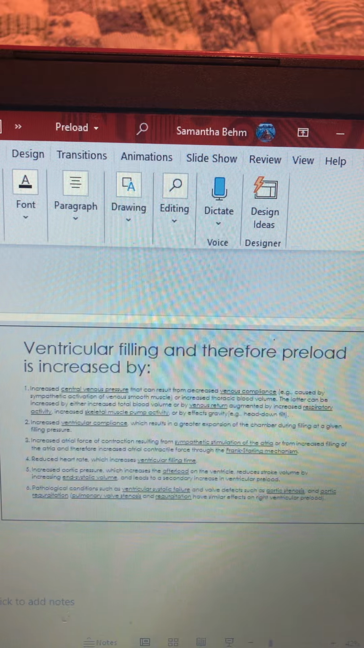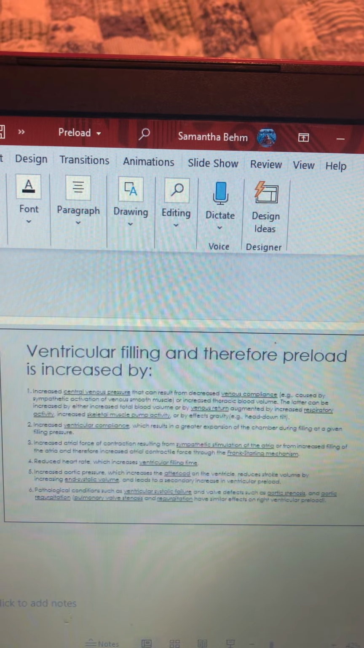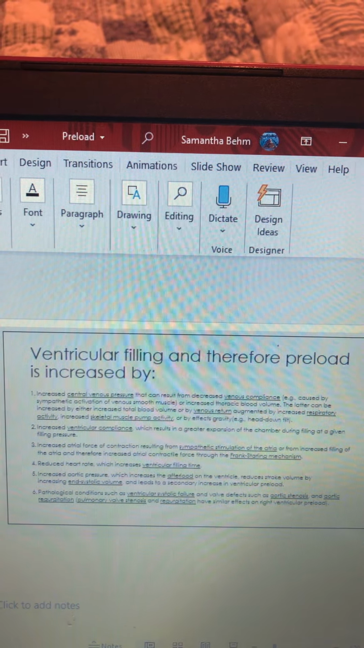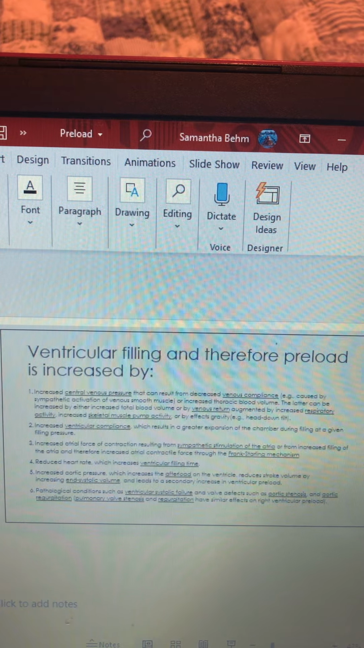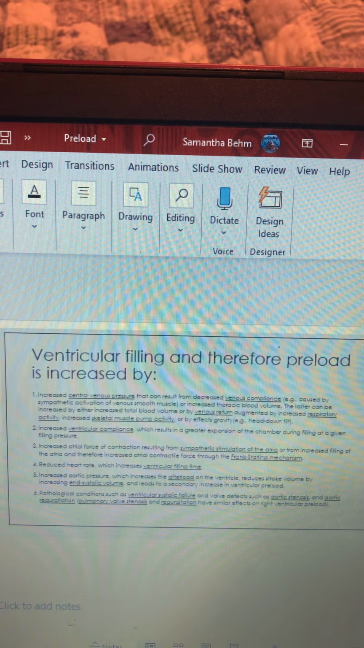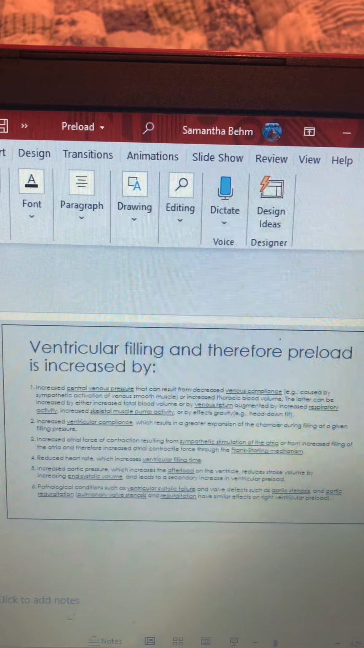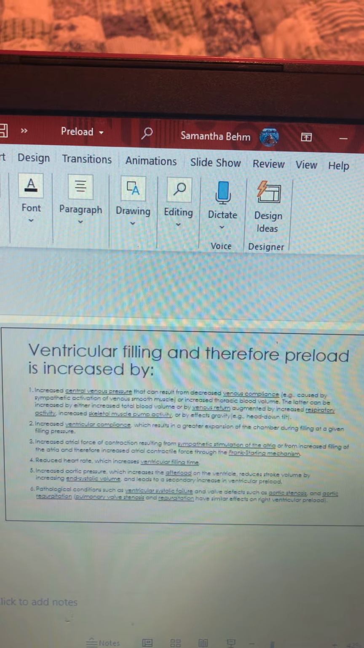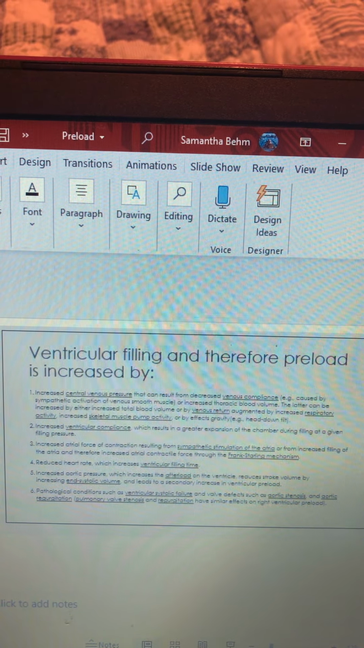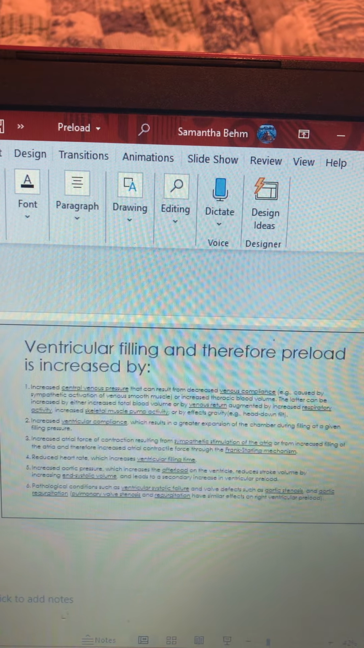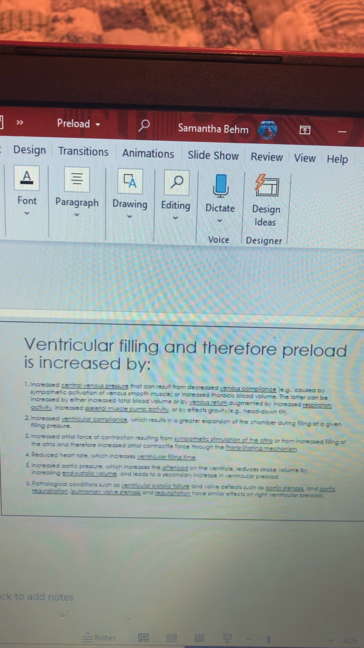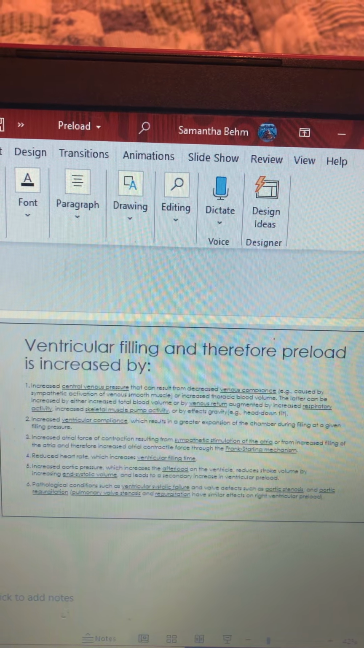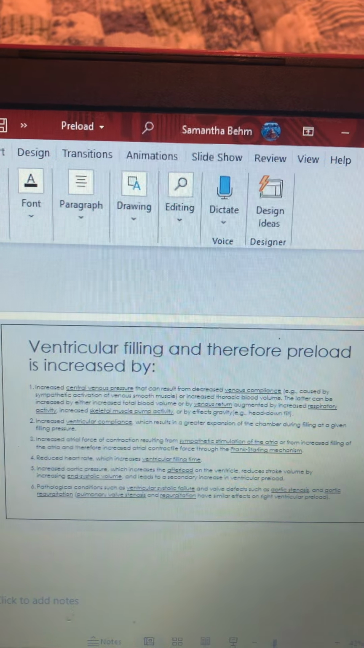It can also increase with aortic pressure, which is going to increase the afterload of the ventricle, and that's going to reduce the stroke volume by increasing the end systolic volume, and is going to lead to a secondary increase of ventricular preload. Pathological conditions such as ventricular systolic failure and valve defects such as aortic stenosis and aortic regurgitation are going to have a similar effect on the right ventricular preload.